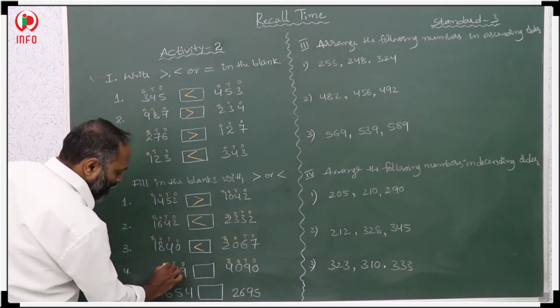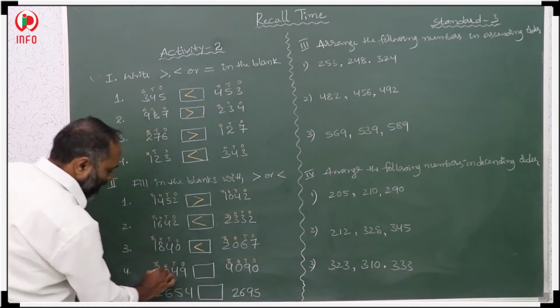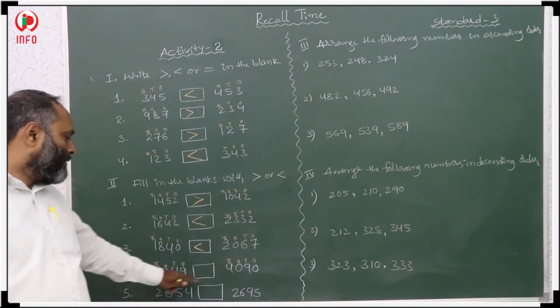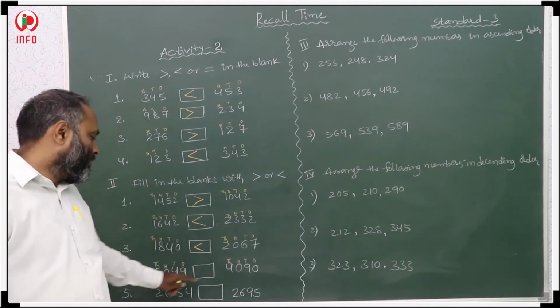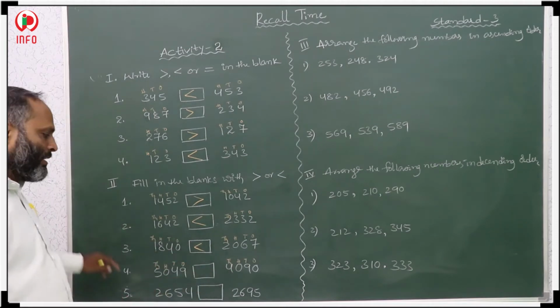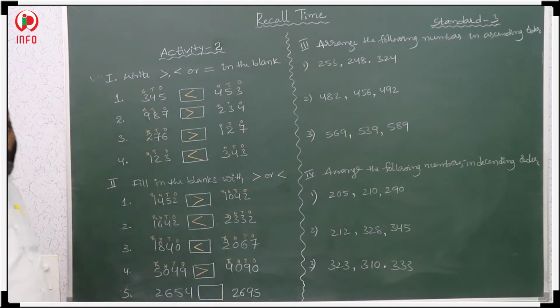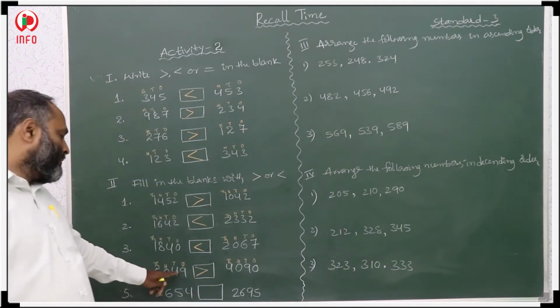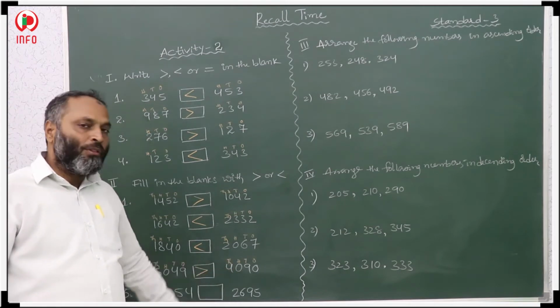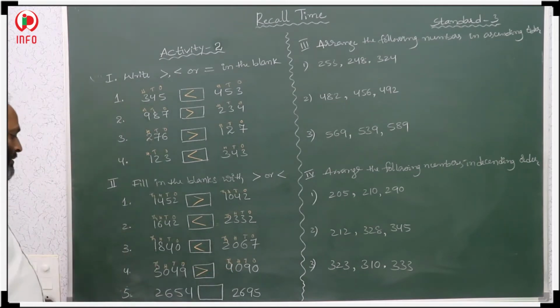Next, here again ones, tens, hundreds and thousands. Here in thousands place 5 is there and 4 is there. Of 5 and 4, 5 is bigger. So this one is bigger, means we have to take the greater than symbol. 5049 is greater than 4090.